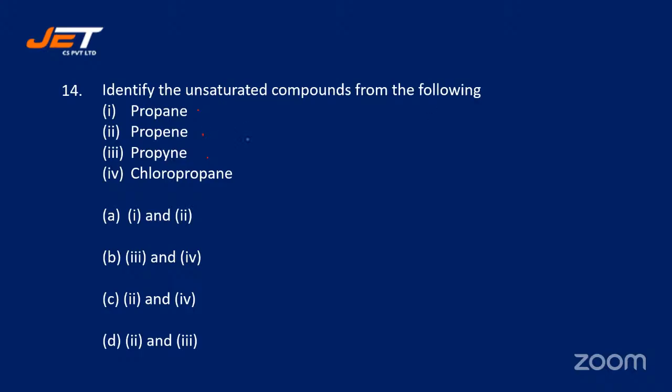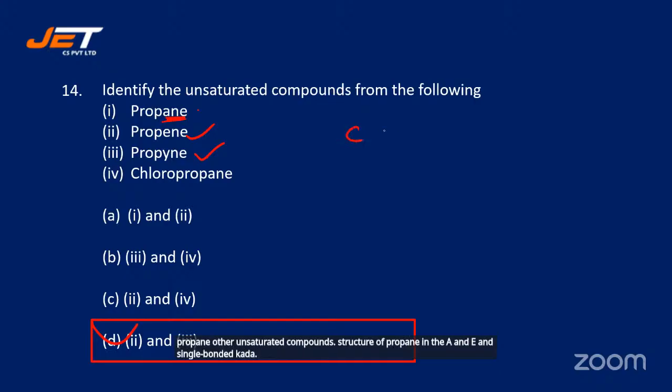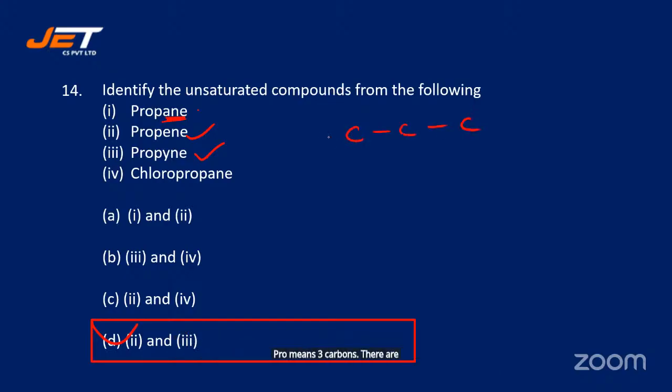Okay. So let us draw the structures one by one so that people who got confused will understand. First of all, the right answer is option D. 2 and 3, that is propene and propyne are the unsaturated compounds. Structure of propane ఏంటి? ANE అని ఉందంటే it is single bonded కదా. Prop means 3 carbons. There are 3 carbons. All are single bonded because of the suffix ANE. Suffix ANE ఎప్పుడైతే ఉందో it means it's an alkane. సో ఆల్కేన్కి అన్ని సింగిల్ బాండ్సే ఉంటాయి.